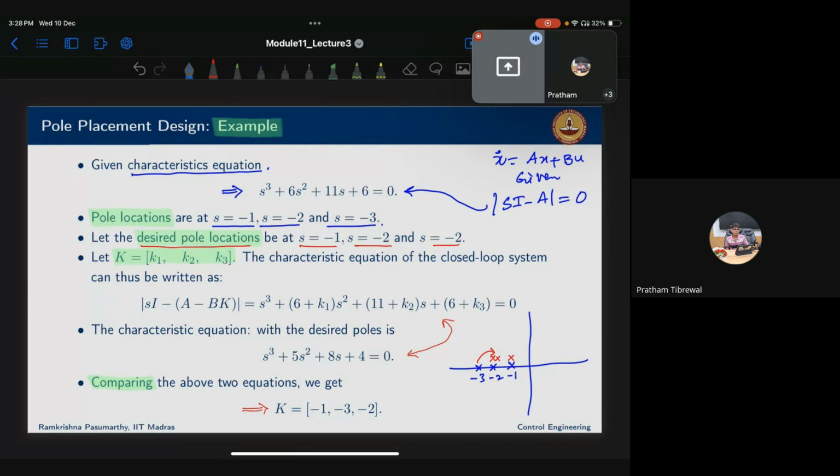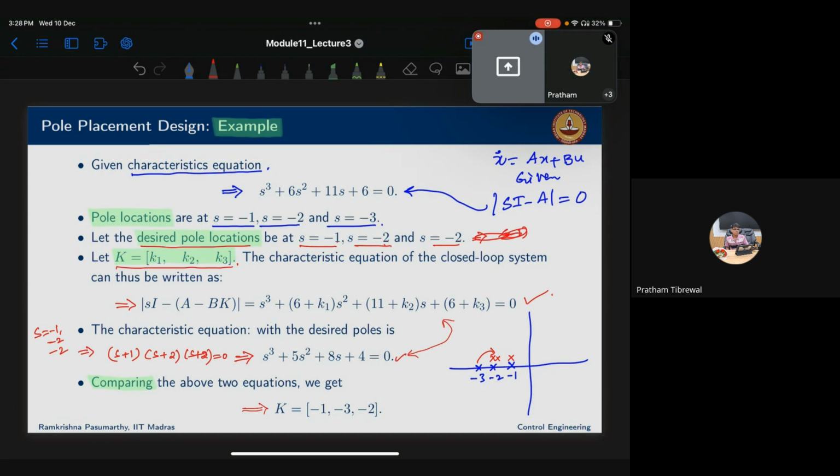So what do we do? We take this sI minus A minus BK, where A minus BK is the closed loop system. So we found this characteristic polynomial. Now our roots are S equal to minus 1, minus 2, minus 2. These are our desired. So the desired polynomial is S plus 1, S plus 2, S plus 2 equal to 0. So you'll get this.